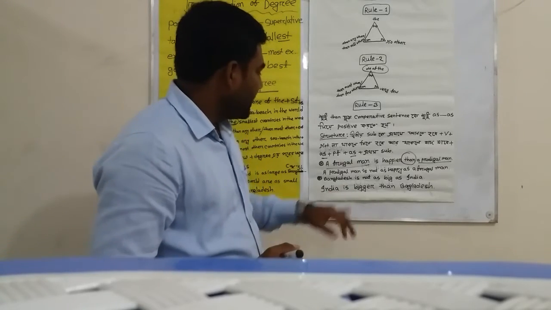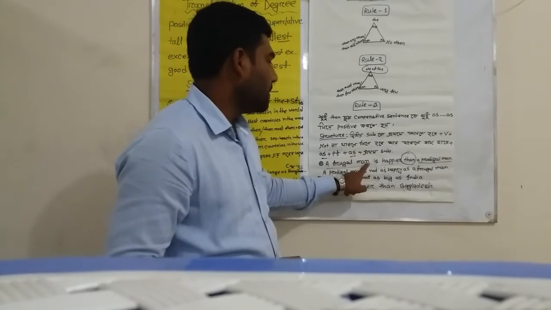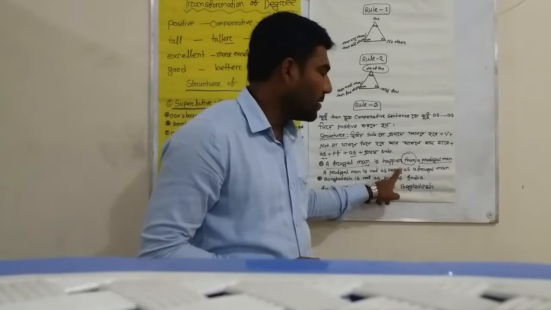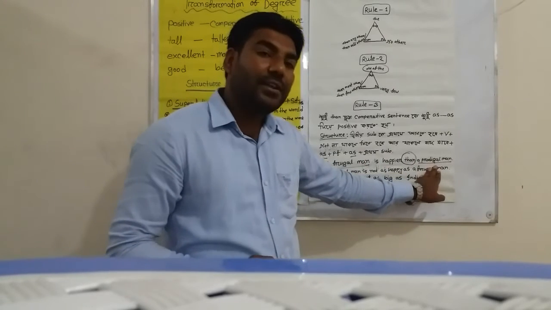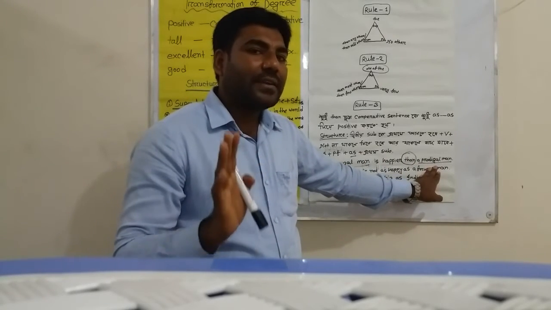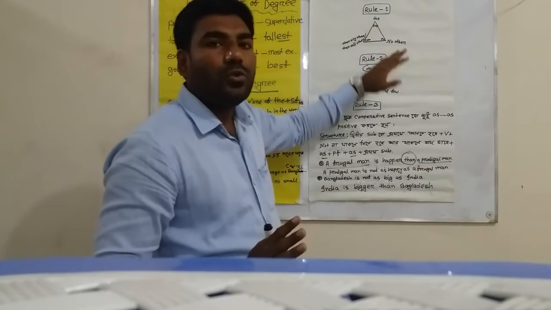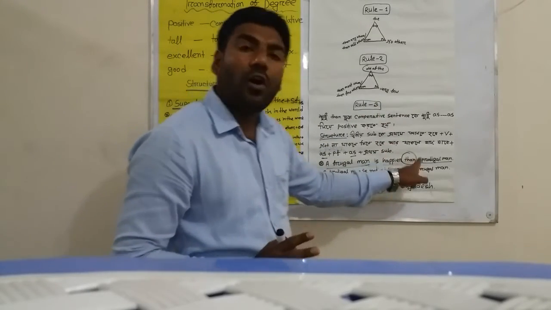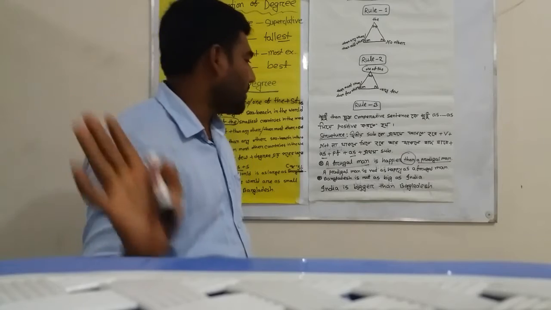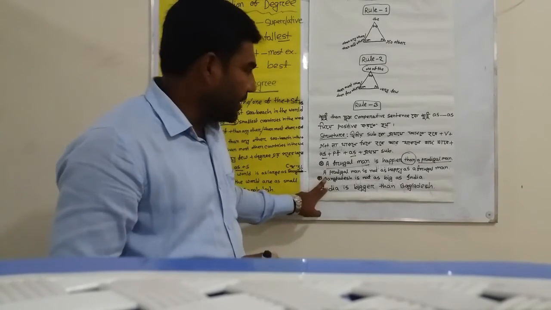Please pay attention here. For example, a frugal man is happier than a prodigal man. By seeing this then and two subjects, you have to identify that this sentence doesn't come from rule 1 or rule 2. It must come from rule 3 because there is only then and there are two subjects. So let us translate it into positive.